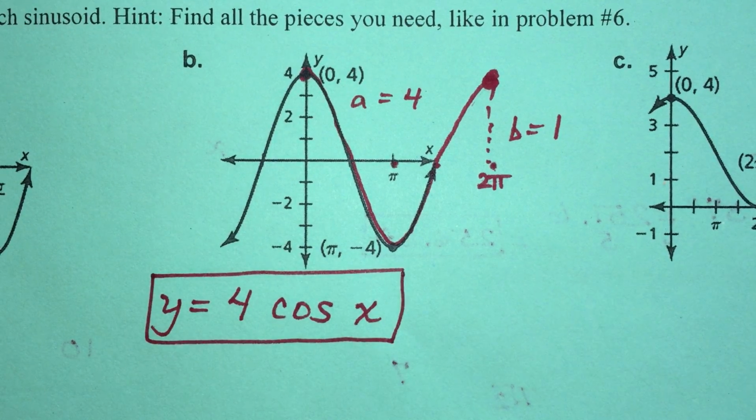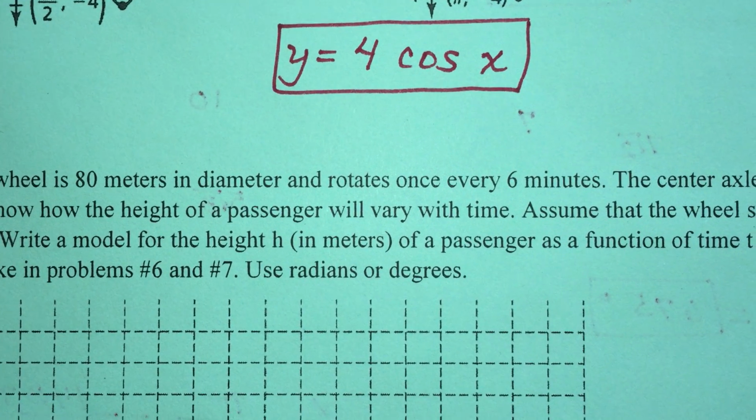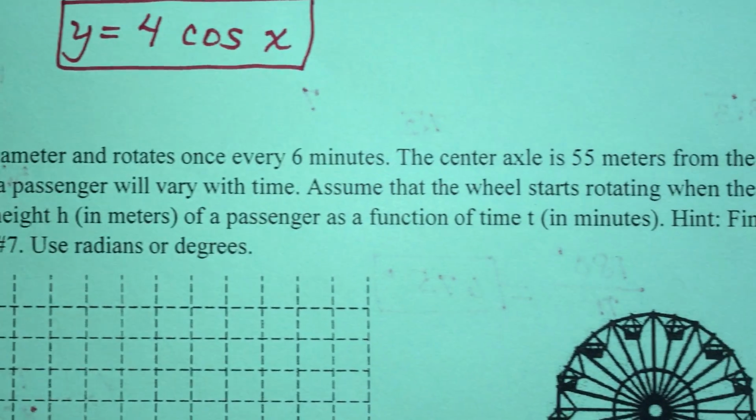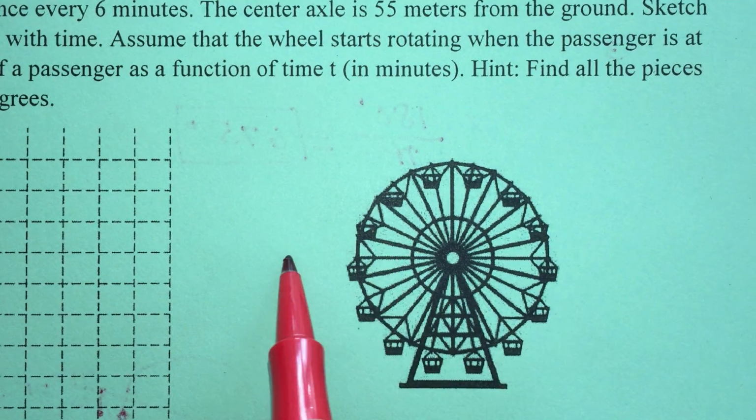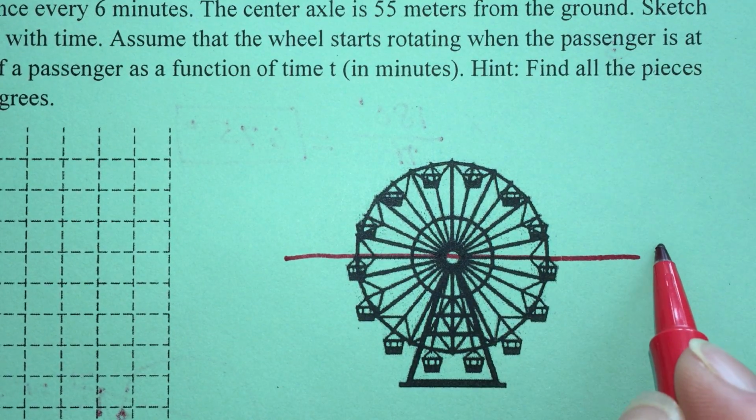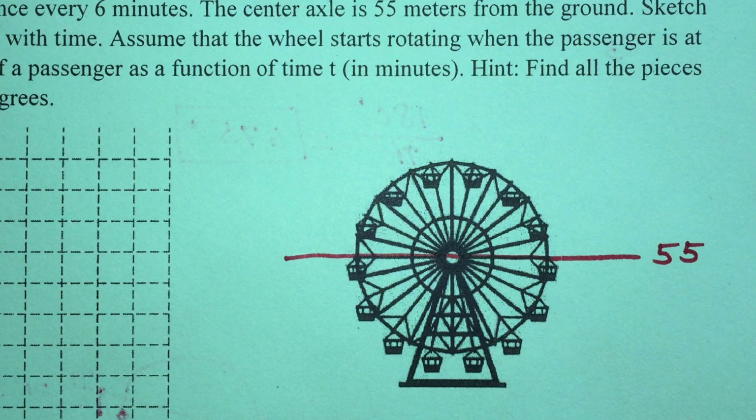Let's move on to our Ferris wheel problem. It's 80 meters in diameter and rotates once every 6 minutes. The center axle is 55 meters from the ground. We need to draw the picture, and remember, the center axle is right there, and that's 55 meters up.